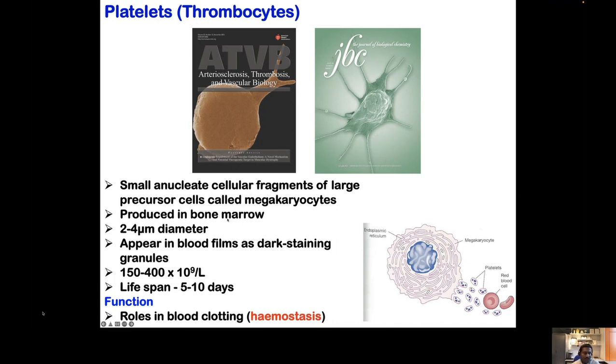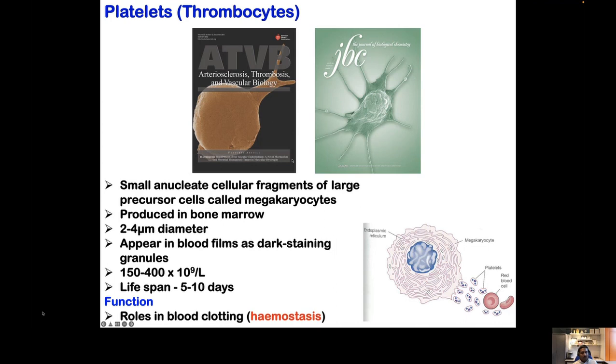Again, it's produced in the bone marrow. They are the smallest cells in the blood. They will be around 2 to 4 micron in diameter in resting condition. So if we measure this, it will be around 2 to 4 micron. But when they get activated, they can go up to 10 to 12 micron in size. They will appear in blood films as dark staining granules, and we have around 150,000 to 400,000 cells per microliter of blood, or 150 to 400 times 10 to the 9 cells per liter of blood.